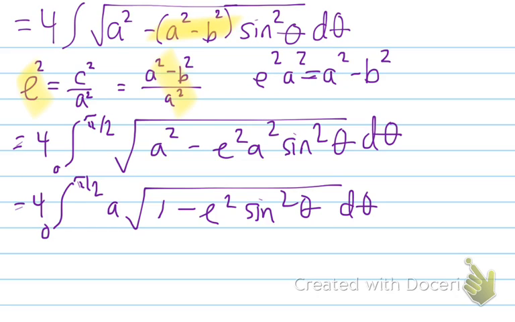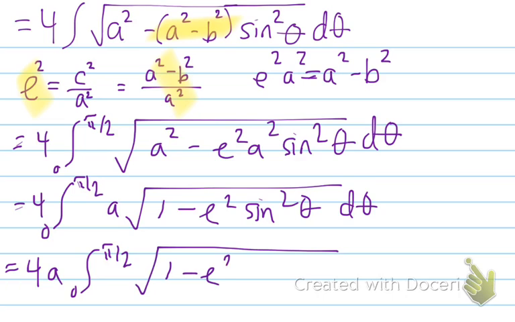And last but not least, if you want to see it written like they do up at the top, how they asked us to prove it, if you bring that a out front, you get 4a times the integral from 0 to pi over 2, and again a is just a constant, so that's why it's okay for us to pull it out, of the square root of 1 minus e squared sine squared theta d theta. So that problem was kind of long, it was kind of confusing. The book jumps a few steps in multiple places, so it's helpful to look at it laid out like this.